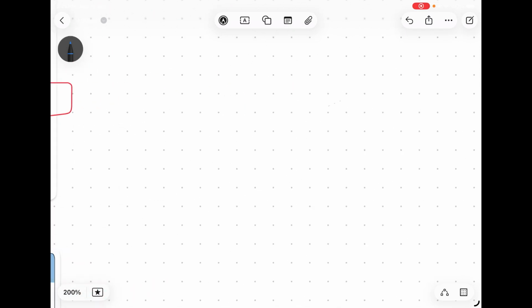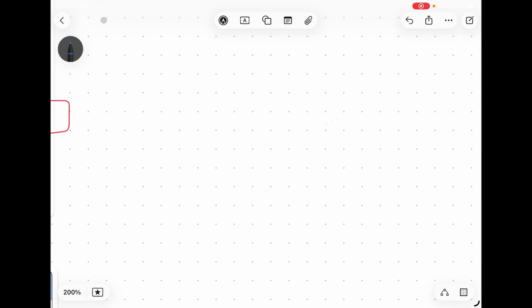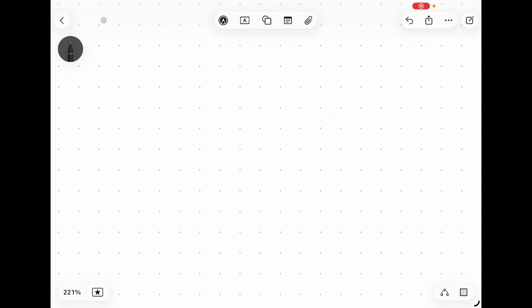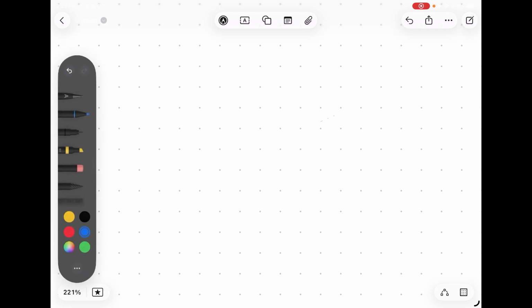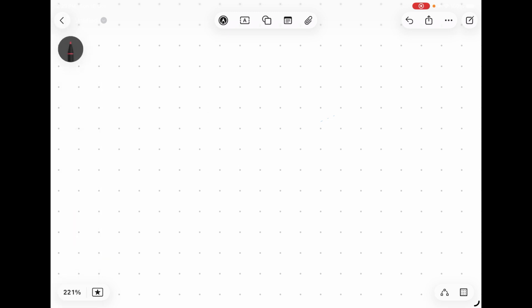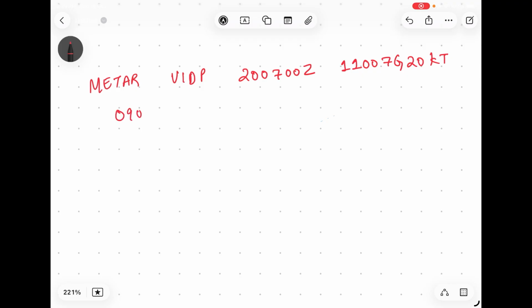Now I have created an example from the videos that I learned from when I was studying METAR. I'll write one example and I want everybody to write it with me so that we can decode every code. So this is METAR, Victor India Delta Papa, 200700 Zulu, 11007 Golf 20 Kilo Tango. It goes in a straight line. I'm writing it down because I wanted to teach.